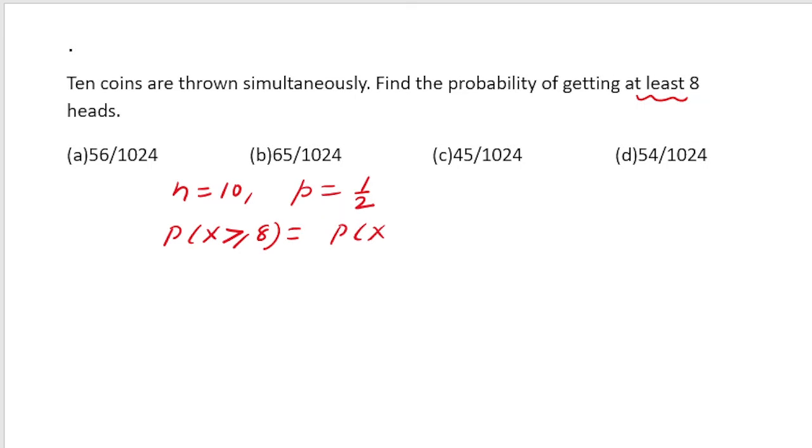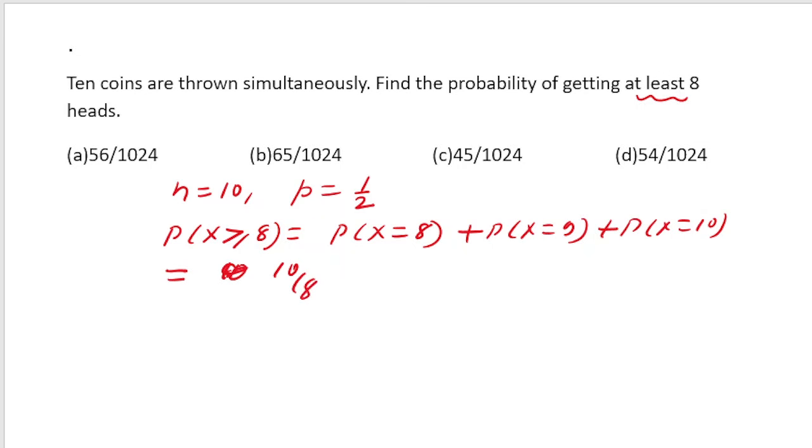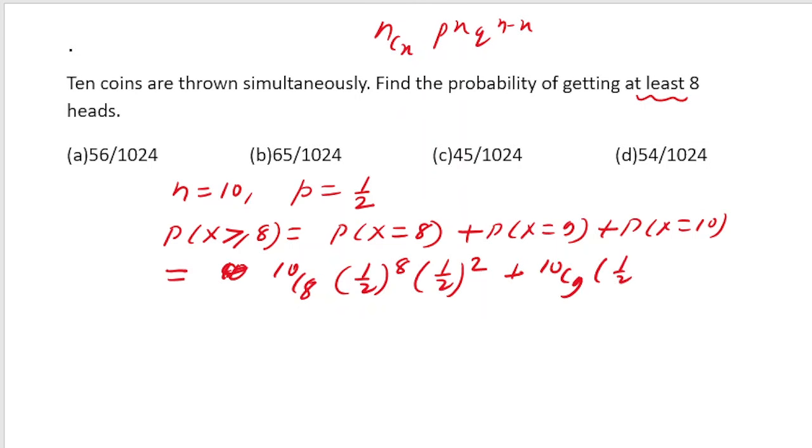So basically we want to calculate probability for 8 heads plus probability for 9 heads plus probability for 10 heads. So how do you calculate? For 8 heads it is 10C8, probability of success 1 by 2 to the power 8, probability of failure 1 by 2 to the power 2. I am using binomial distribution nCx p to the power x q to the power n minus x. For 9 heads 10C9 1 by 2 to the power 9, 1 by 2 to the power 1. And for 10 heads 10C10 1 by 2 to the power 10 and 1 by 2 to the power 0.